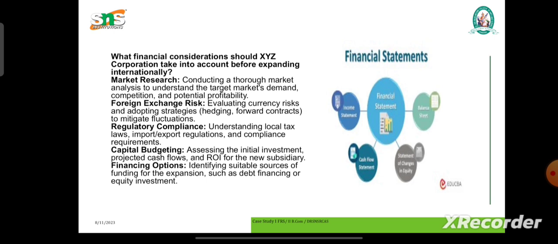Next one is capital budgeting, assessing the initial investment, projected cash flows and ROI for a new subsidiary. Next one is financing options, identifying suitable sources of funding for the expansion.